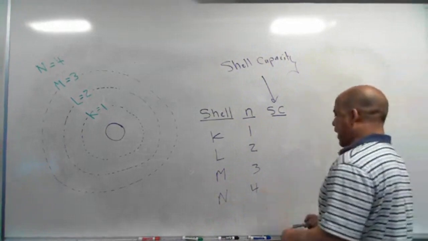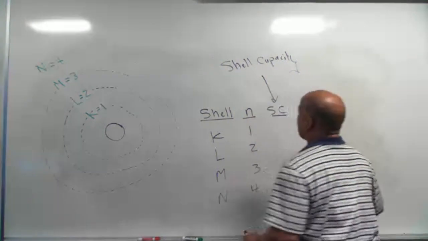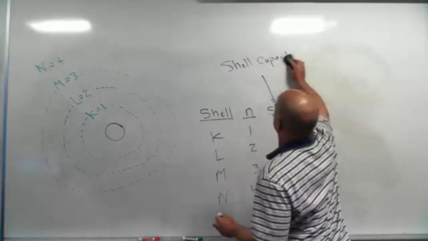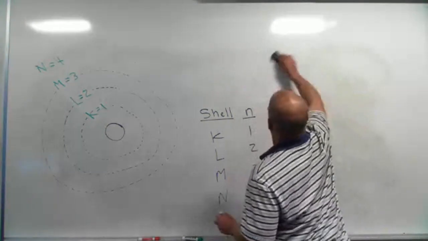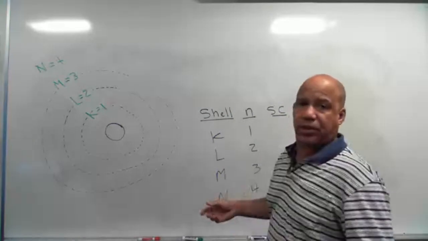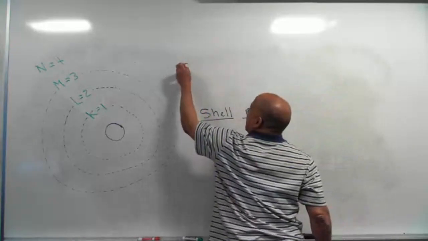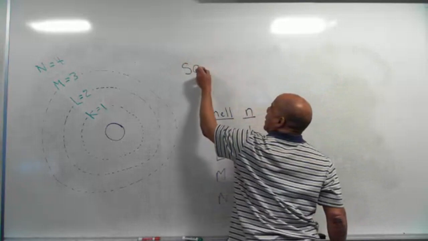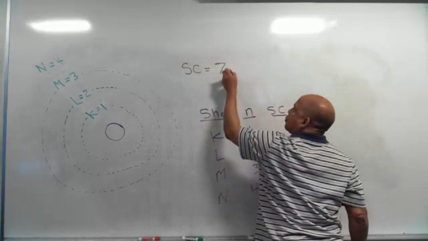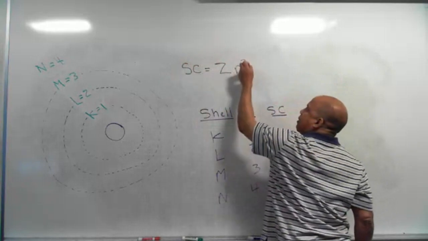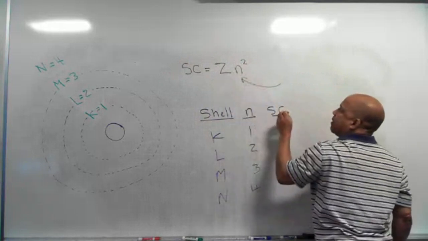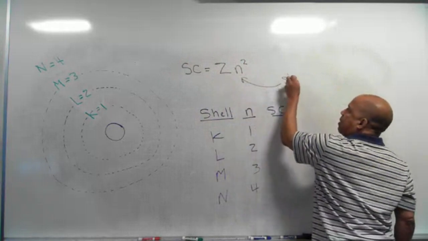So how would you figure that out? Well, there's a handy little equation that allows you to calculate the shell capacity for each orbit. Shell capacity is equal to 2n squared, where that n right there is the shell number.